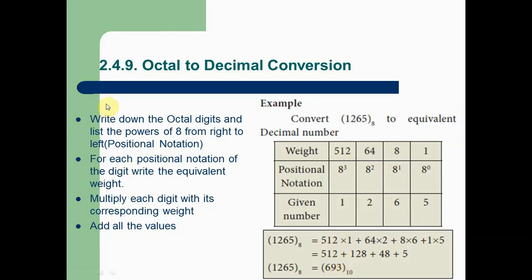So here you can see the steps. Write down the octal digits and list the powers of 8 from right to left. That is the positional notation method for base 8. For each positional notation of the digit, write the equivalent weight value, multiply each digit with its corresponding weight, and add all the values. So it is a simple method, which we already discussed. Here we are simply replacing the positional notation from 2 power 0 to 8 power 0, because we want to convert the octal number into decimal.